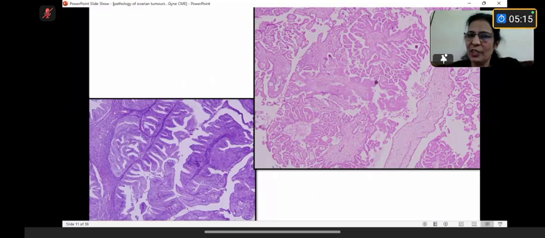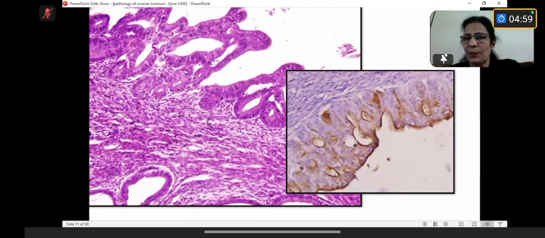So this is what we see under the microscope: multiple papillae with fibrovascular cores. There are high-grade nuclei, large atypical nuclei with atypical mitotic figures. These are the ones which make us diagnose the malignant surface epithelial ovarian tumors, which of course you can see over here.